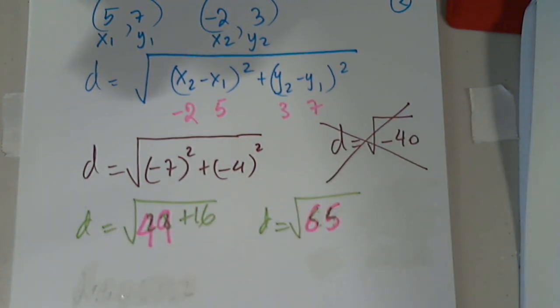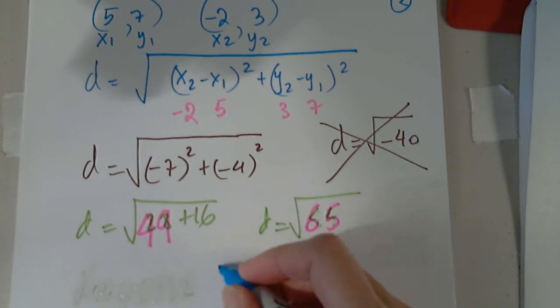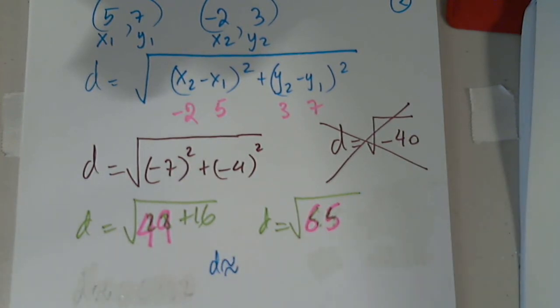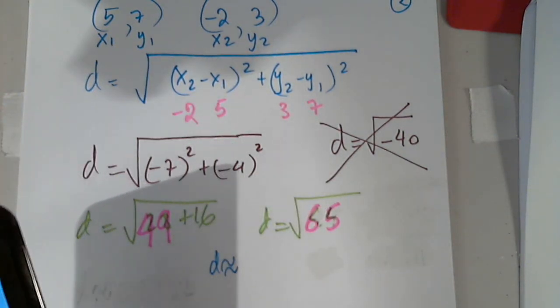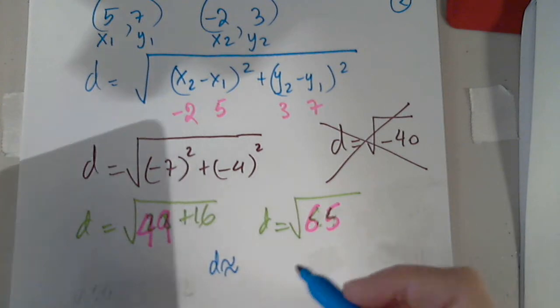Okay. I had to erase that so as not to get anyone confused. So then this is approximately the square root, 8.06.